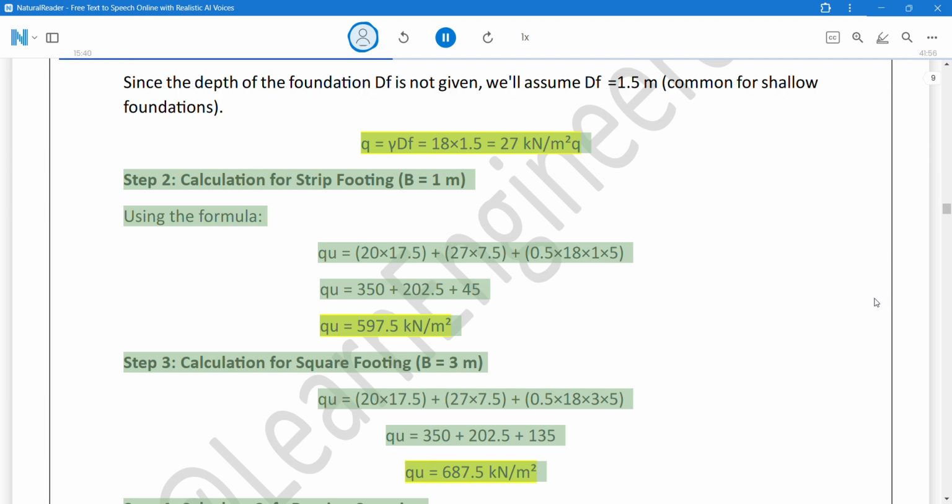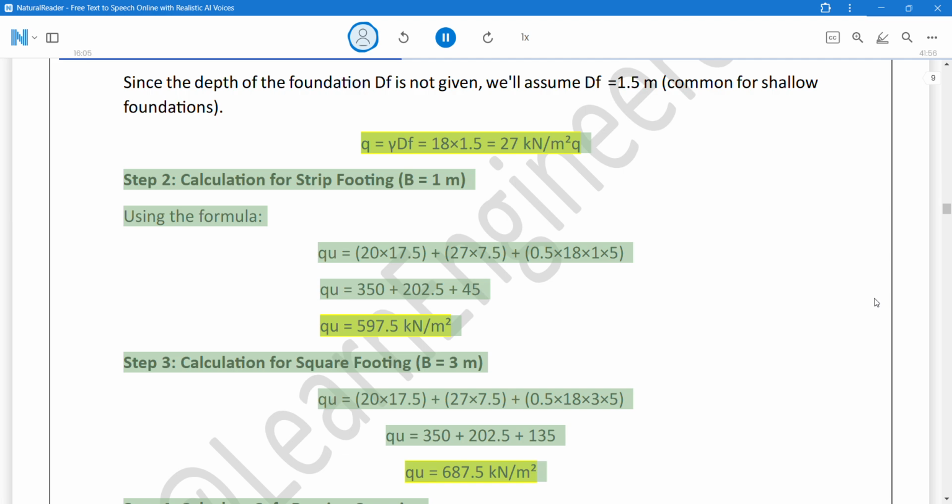Step 4, calculate safe bearing capacity using factor of safety equals 3. Qs equals Q/FOS. For strip footing, Qs equals 597.5/3 equals 199.2 kN/m². For square footing, Qs equals 687.5/3 equals 229.2 kN/m².